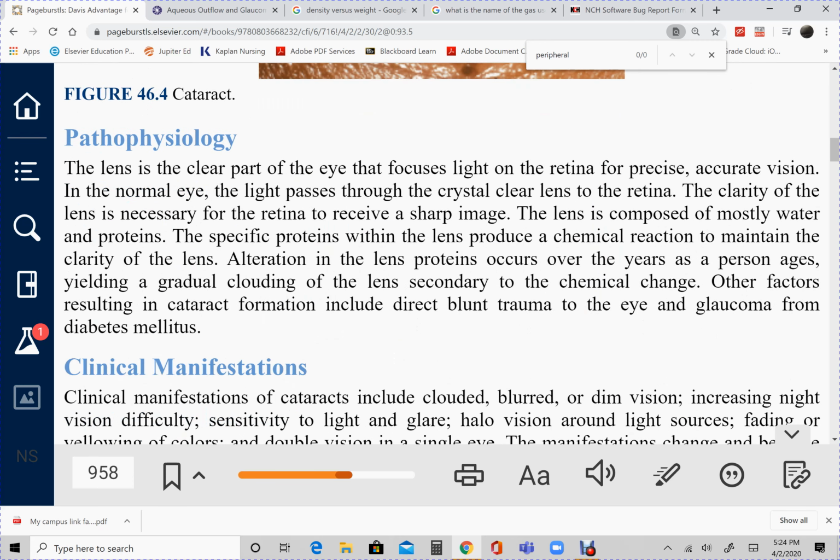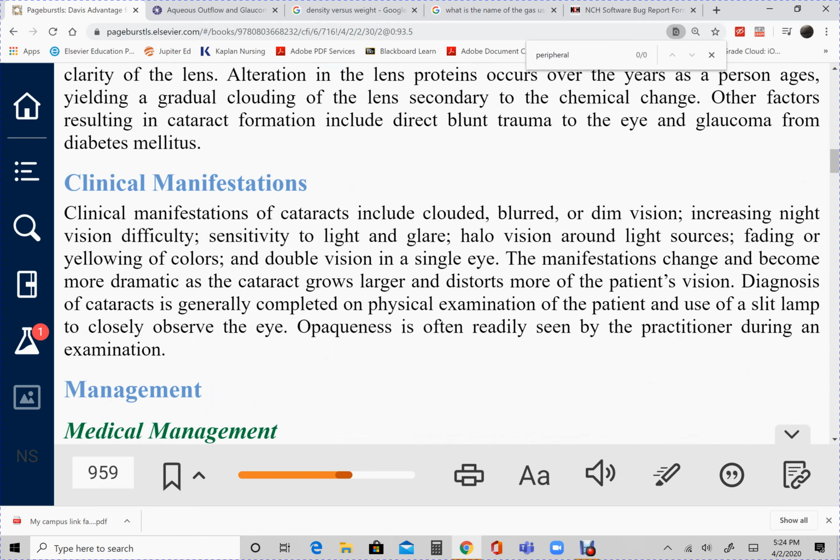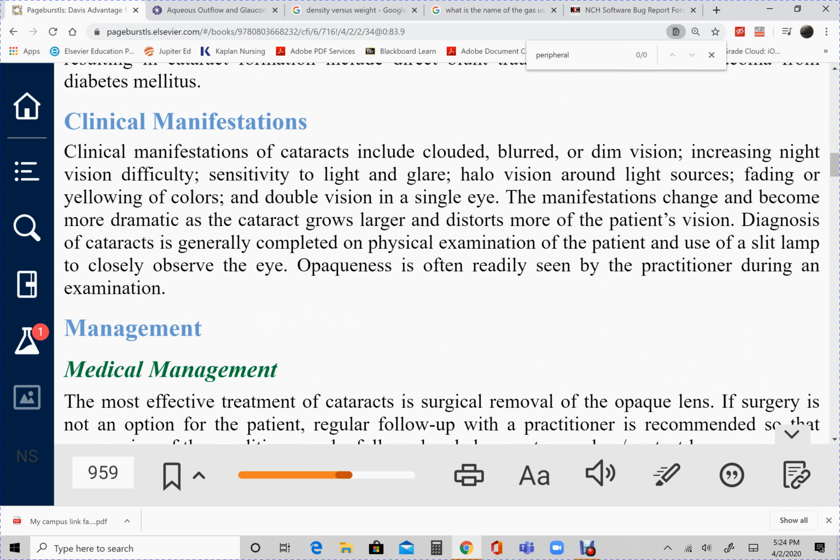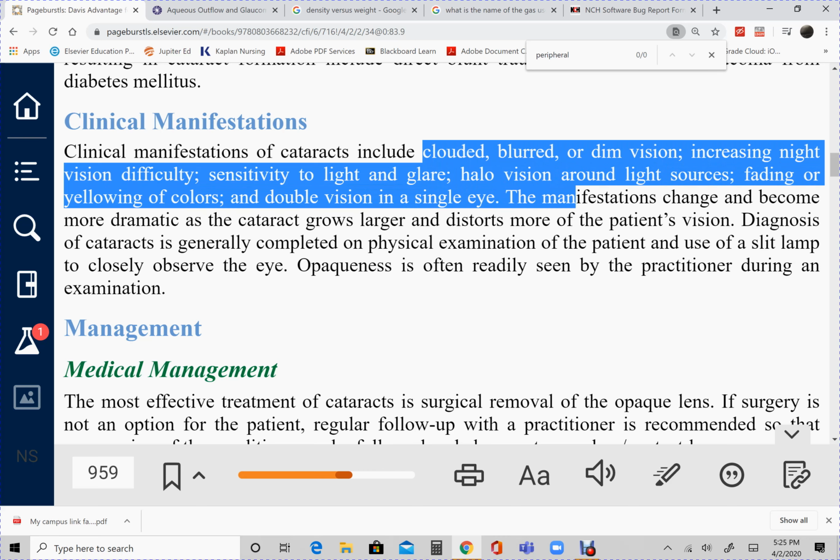Please read the pathophysiology on your own. I'm not really testing that. However, you do have questions on the exam on signs and symptoms. These are the various signs and symptoms the patient may complain of.